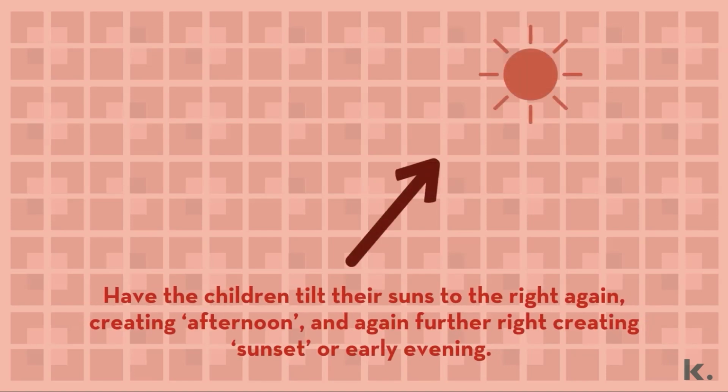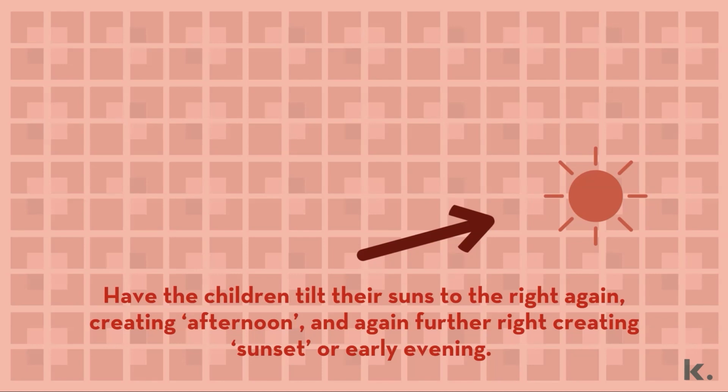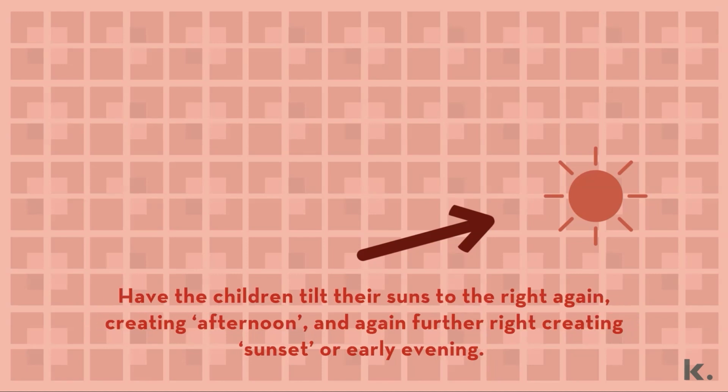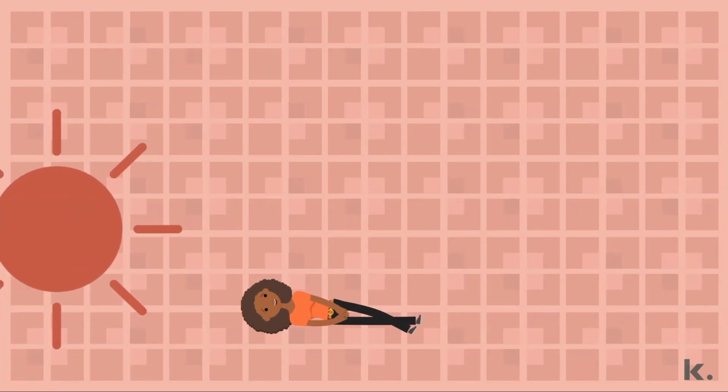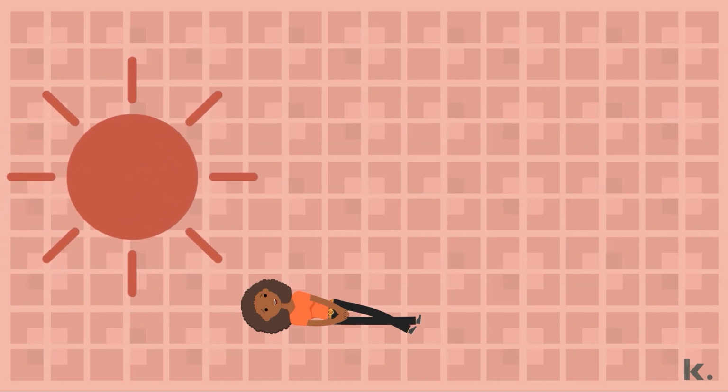Have the children tilt their suns to the right again, creating afternoon, and again further right, creating sunset, or early evening. Establish the position of nighttime by having the children leaning as far as possible. You might suggest they lie on their sides for sunrise and nighttime.